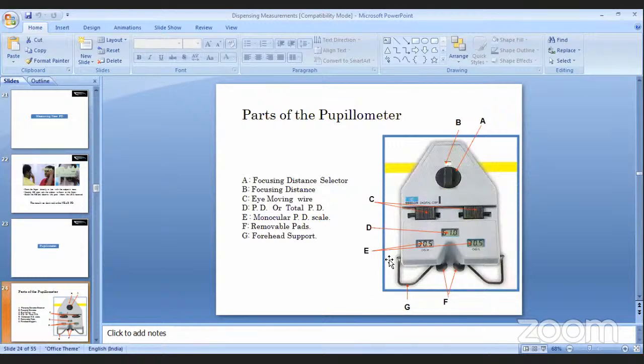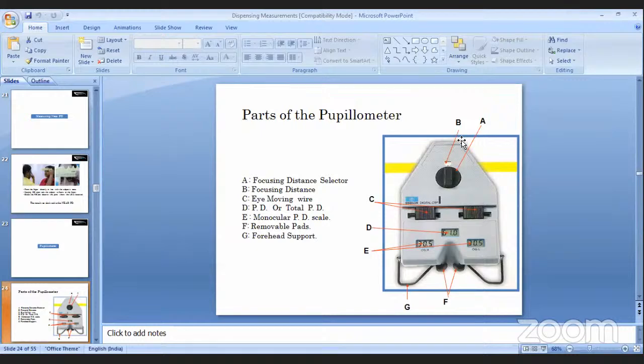Using a pupillometer, you can also take the IPD measurement. This is very simple. The machine works on its own. The only thing is that you need to know the applications and uses of the different parts of this machine. As you can see in this picture, A is a focusing distance selector. Here you can select the distance for distance vision and the distance for near vision also. Distance for distance vision is shown by the infinity symbol, and distance for near vision is given by 40 centimeters.